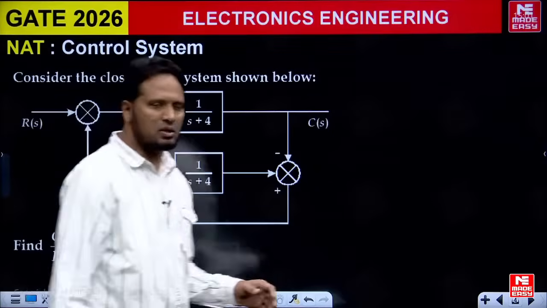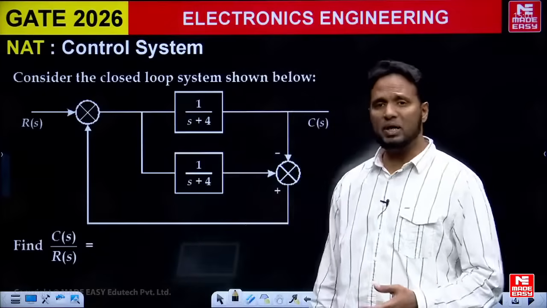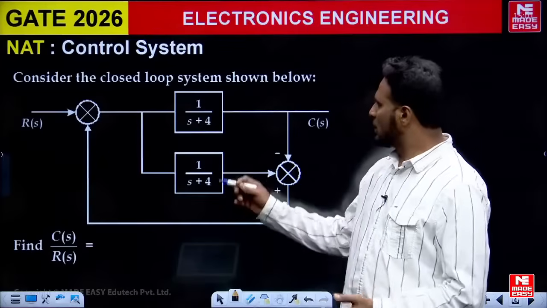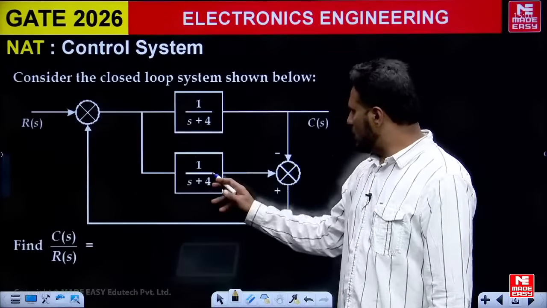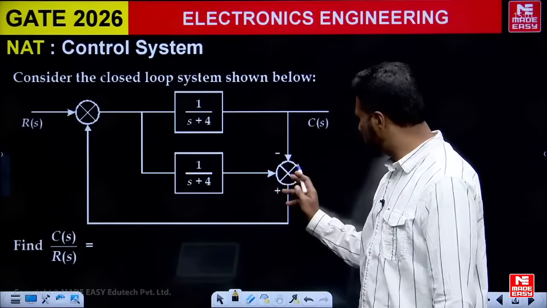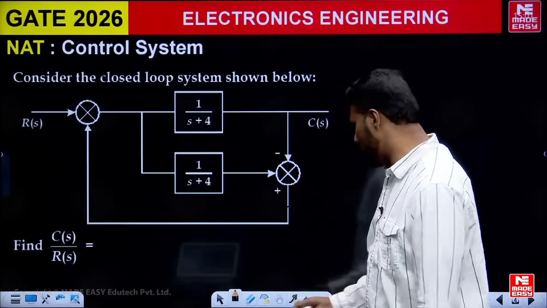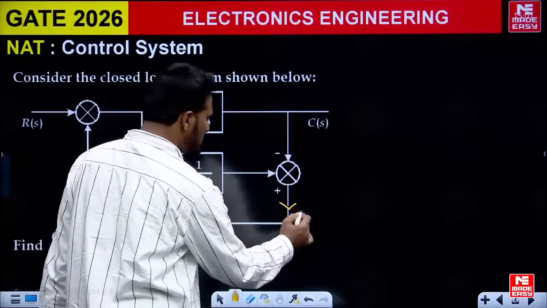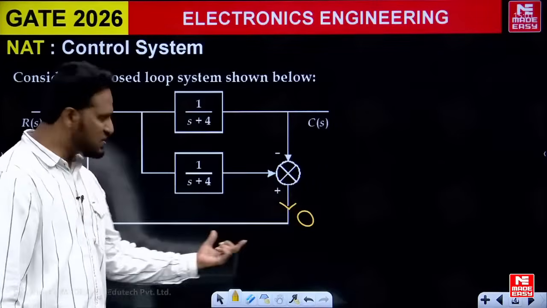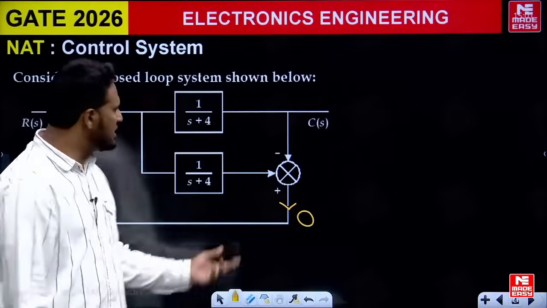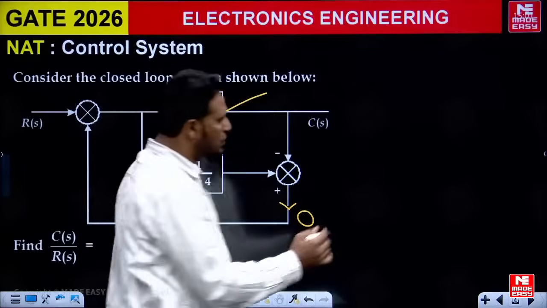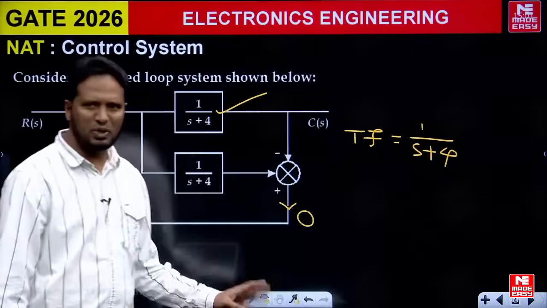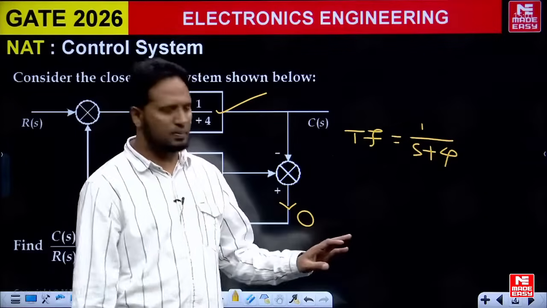This question is a classroom question, a workbook question, and it appeared once in the previous papers as well. The structure is the same, but the data was different. These two blocks are in parallel because their input is the same and their outputs are being merged. So the outcome here is going to be 0 because these two are in parallel. This will make the feedback null and void. Hence the transfer function is directly 1 upon s plus 4. That's simple. We can also apply Mason's formula, but it's unnecessary.